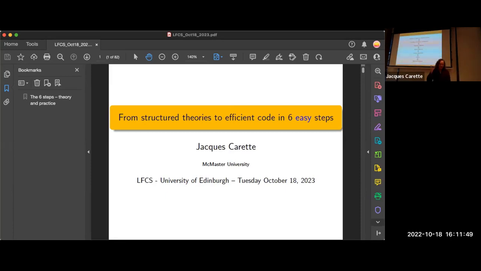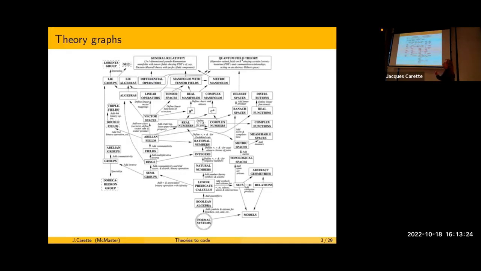So the six steps, which I won't belabor now, I will go through in detail, go through a bunch of things at the end of the day. We really do want efficient programs. But at this point, I'm going to go somewhere in the middle and first figure out, okay, what are the theories we're talking about? So we're going to talk about theory graphs.